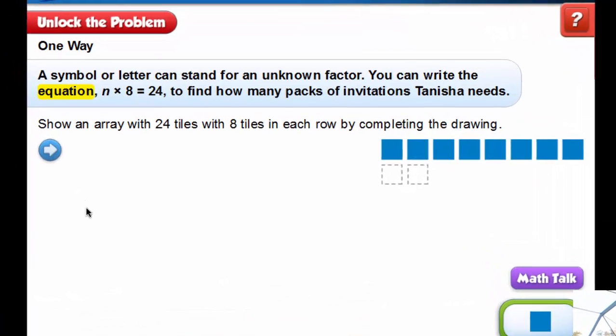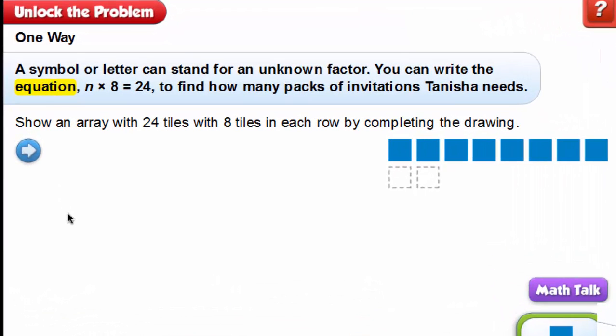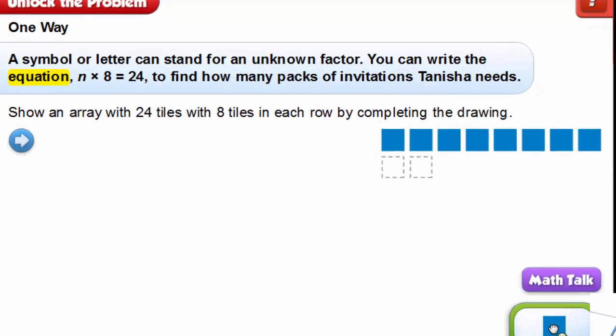Here's one way. A symbol or a letter can stand for an unknown factor. You can write the equation n times 8 equals 24 to find how many packs of invitations Tanisha needs. That n is standing for the unknown number. So we're going to use the n to stand for the number that we have to find. We're going to show an array with 24 tiles with 8 tiles in each row. Let's complete the drawing.